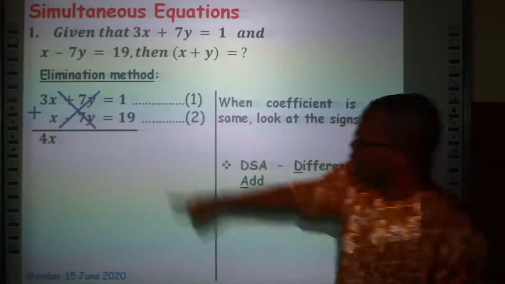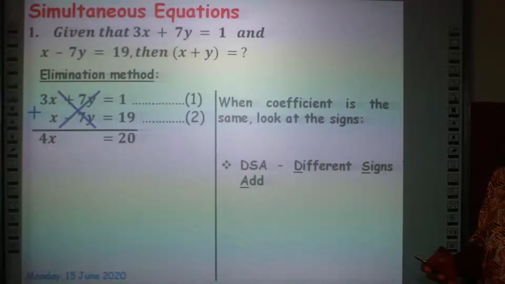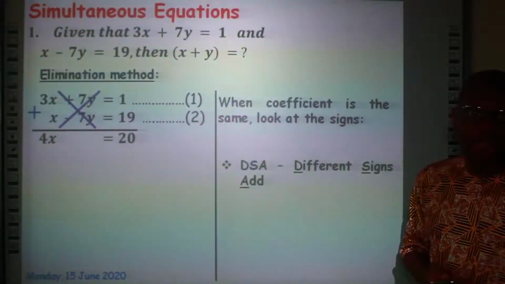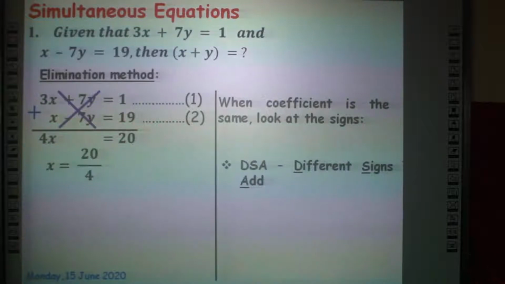And then moving on, 1 plus 19 gives you 20. So now we have just one unknown, x. And from here, it's easy to find the value of x. To get x, you simply divide both sides by 4. And so x will be 20 divided by 4. When you divide 20 by 4, you get the value of x to be 5. So there we go, we have the value of x.